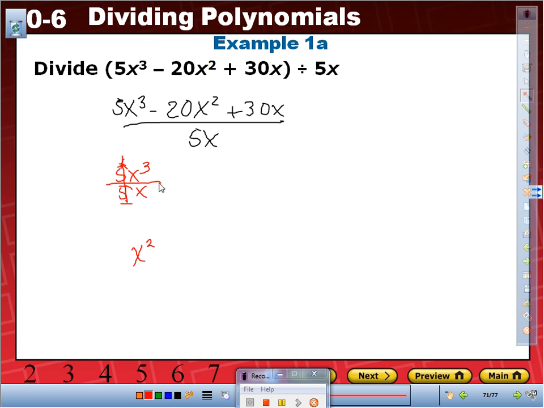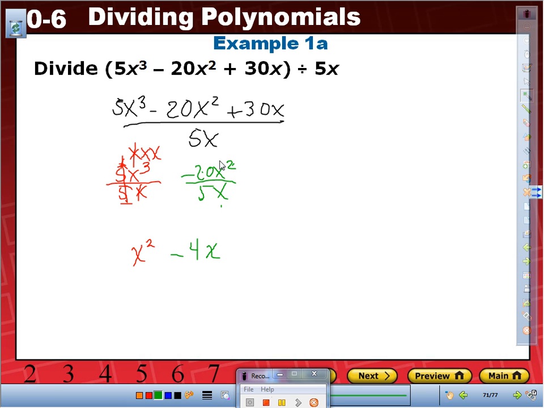X squared. If you don't see it, when in doubt, factor out. This one can be written as x times x times x. This one with this one, so we're left with x squared. Let me do the second term. Negative 20x to the second over 5x. What is negative 20 divided by 5? Negative 4. X to the second divided by x, that's x.